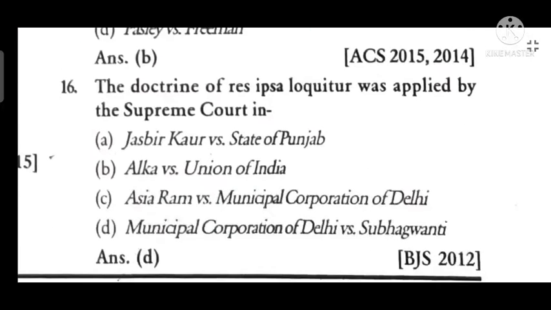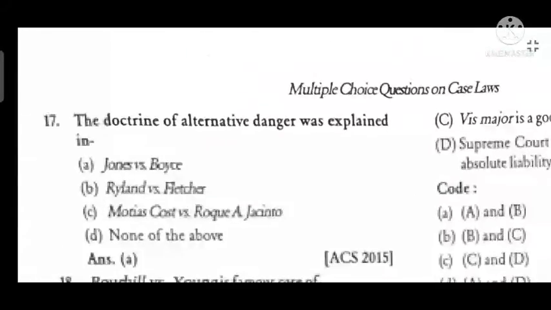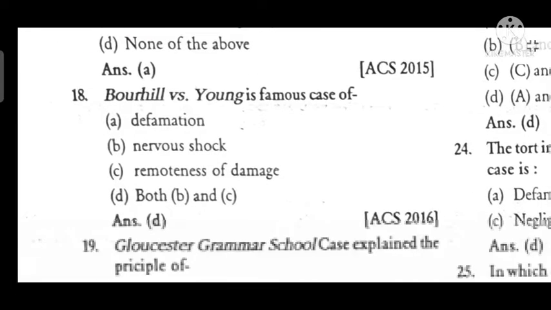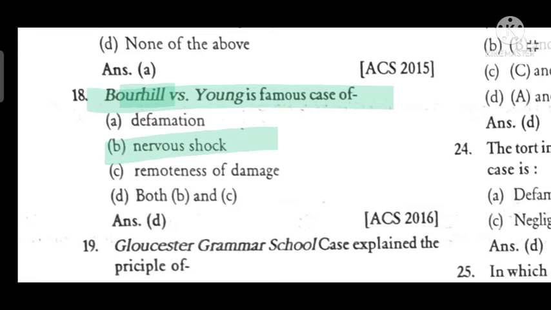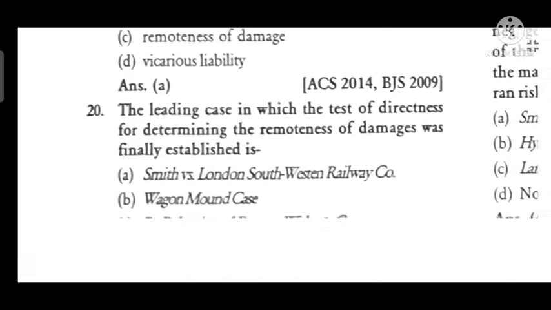Donoghue versus Stevenson. The doctrine of res ipsa loquitur was applied by the Supreme Court in Municipal Corporation of Delhi versus Subhagwanti. The doctrine of alternative danger was explained in Jones versus Boyce. Bourhill versus Young is a famous case of nervous shock, remoteness of damage. Gloucester Grammar School case explains the principle of damnum sine injuria.